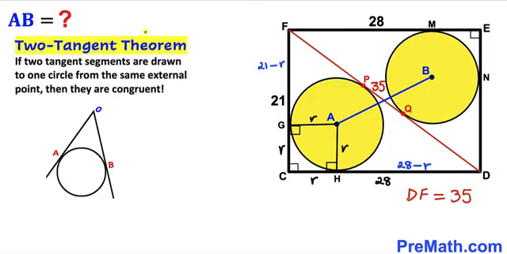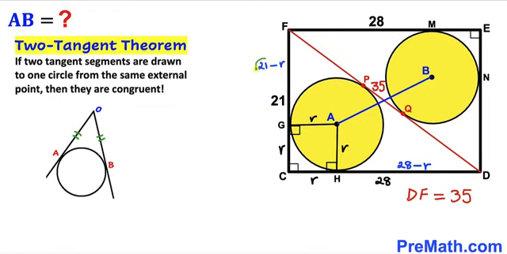And now let's recall the two tangent theorem. According to this theorem, if two tangent segments are drawn to one circle from the same external point, then they are congruent, as you can see in this given diagram. So therefore, this segment OA is going to be equal to this segment OB. Now let's revert our attention back to this problem. We can see that this tangent GF is going to be equal to this tangent FP.